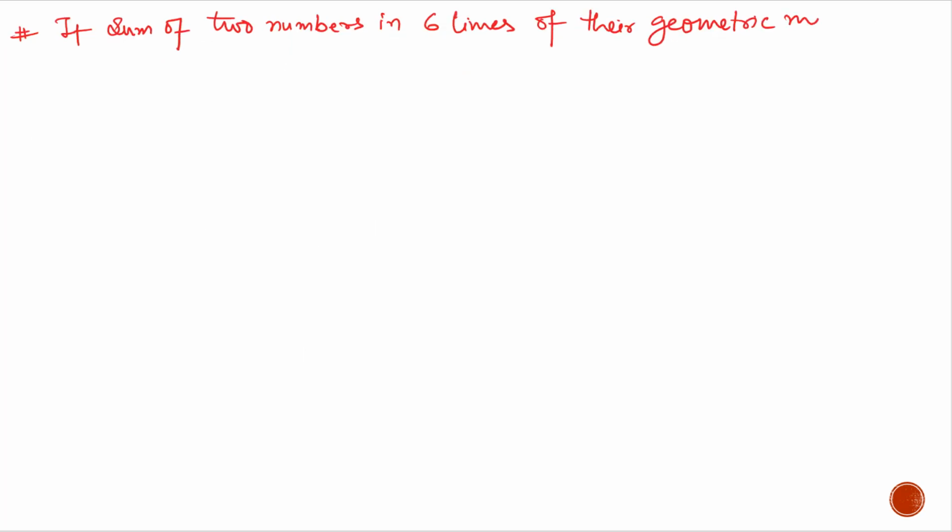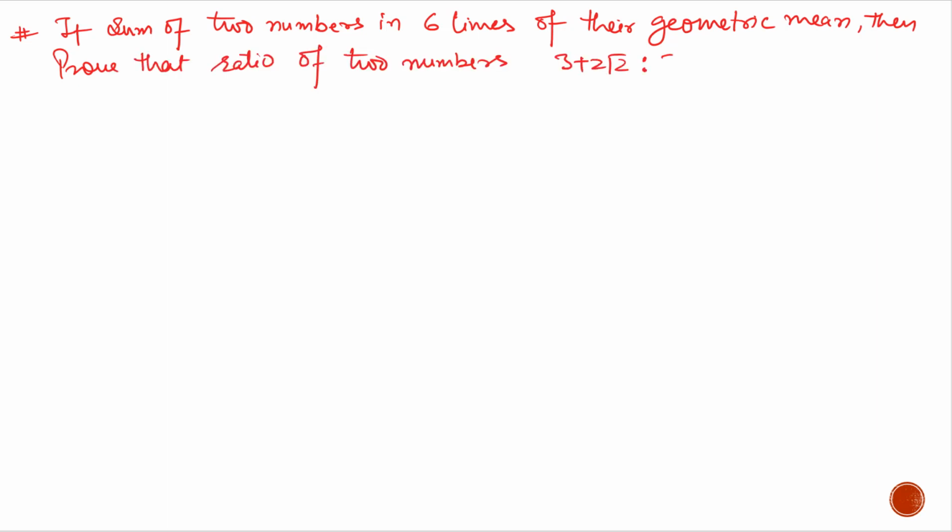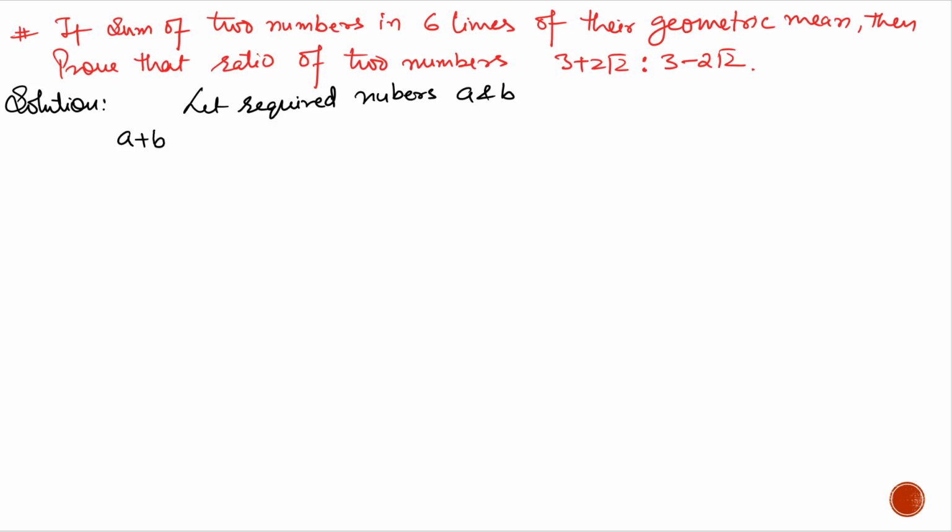Last example. If the sum of two numbers is 6 times their geometric mean, then prove that the ratio of the two numbers is 3 plus 2 root 2 to 3 minus 2 root 2. Let the required numbers be a and b. It is given that a plus b equals 6 times root ab, because the sum of the two numbers is 6 times their geometric mean. We can rewrite this as a plus b equals 3 times 2 root ab. Now a plus b divided by 2 root ab equals 3 upon 1.